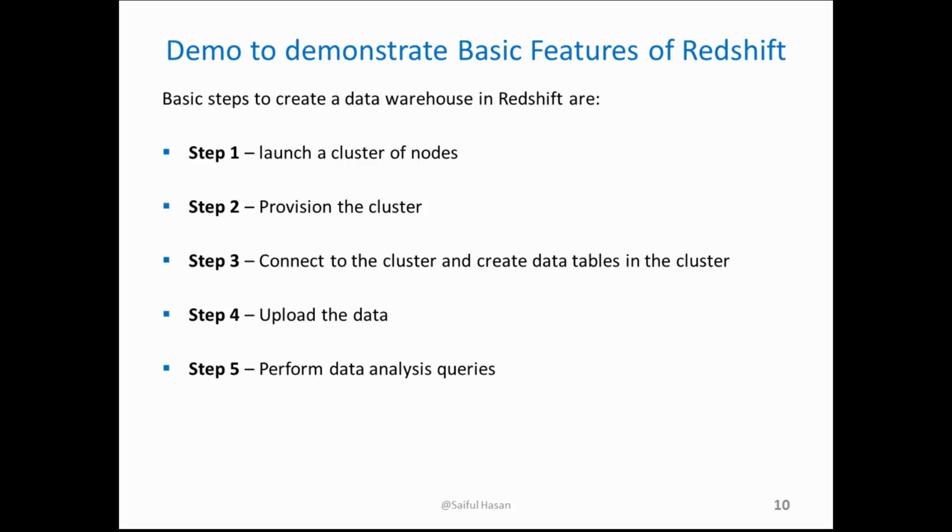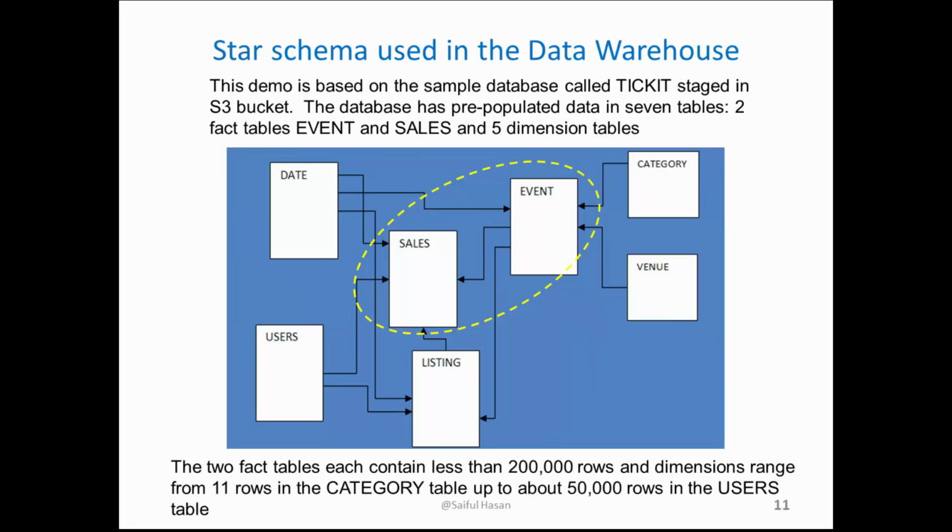So in order to demonstrate the basic features of Redshift, basically you have to go through 5 steps to create a data warehouse in Redshift. You first launch a cluster of nodes. You provision the cluster. You connect to the cluster and create the data tables in the cluster. Upload the data and perform data analysis queries.